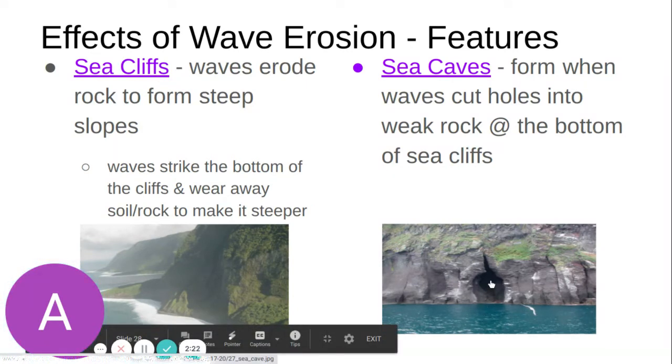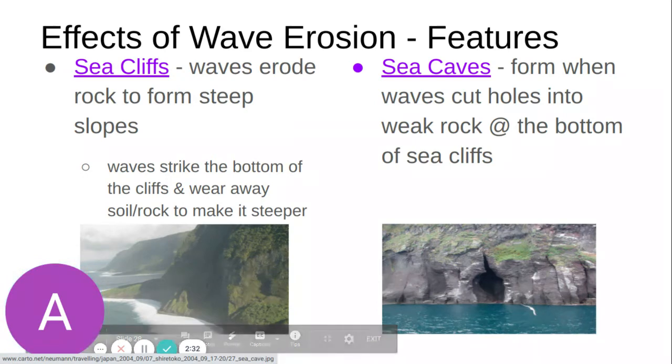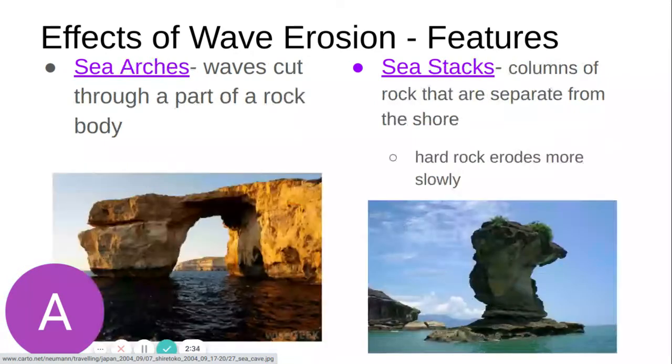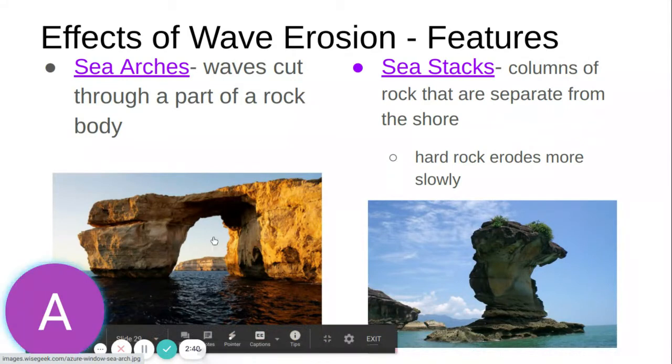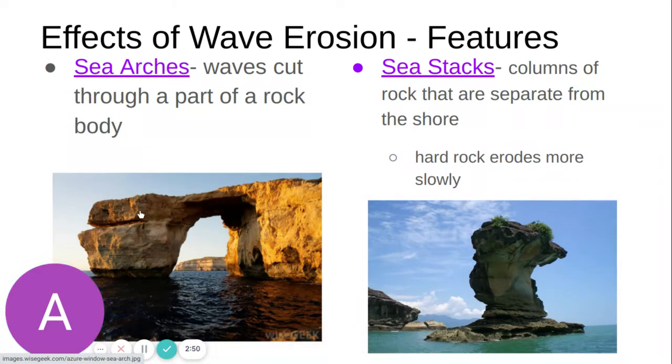All right, so here's an example of a sea cave. This rock right here might have been a little bit weaker than the surrounding rock. That's why when waves were crashing into it, it was taking away more of the rock in that location than anywhere else. You also have sea arches, where waves cut through a part of a body of rock. Once again, this area of this body of rock was probably much weaker than the surrounding areas, and it caused erosion, which eventually formed an arch here.